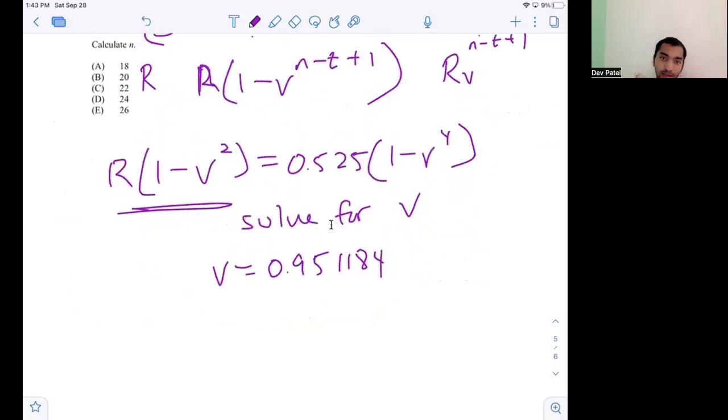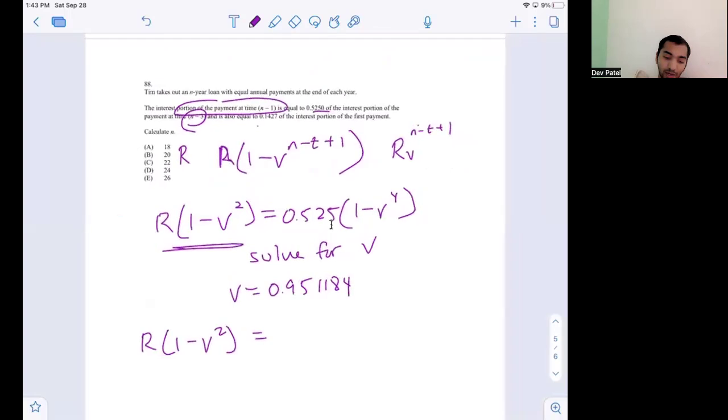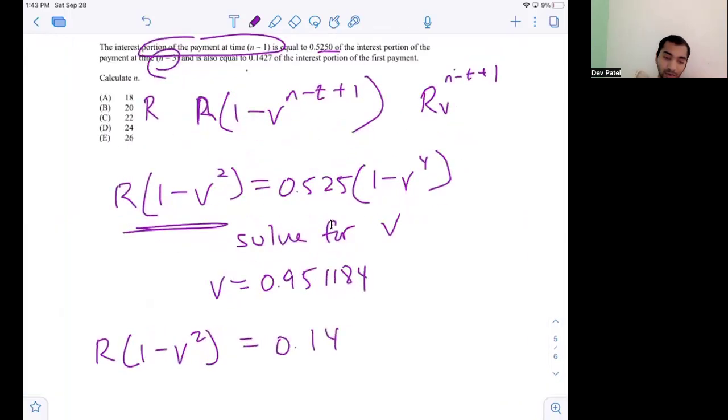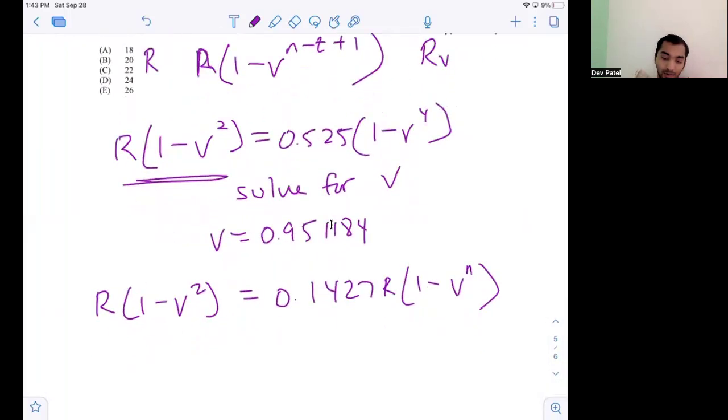Now we can use this to solve for n. So we know that our v is this, right? We know 1 minus v squared. And now we can set that equal to 0.1427 of the interest portion of the first payment. That's just R times (1 minus v^n). Right? So again, we have our v, cancel out the R's, and we can solve for n, which we get to around 22.